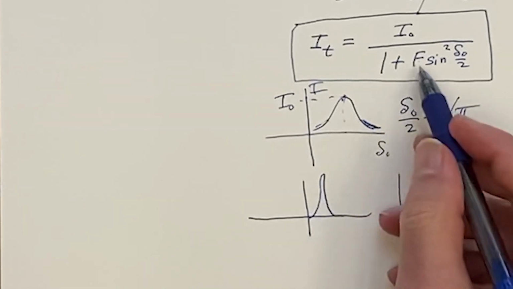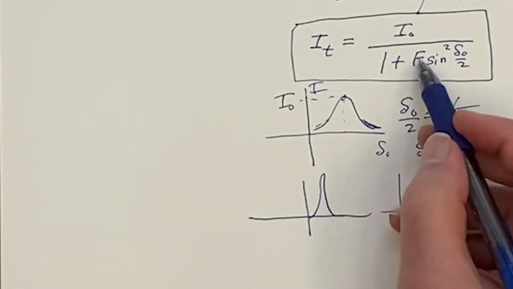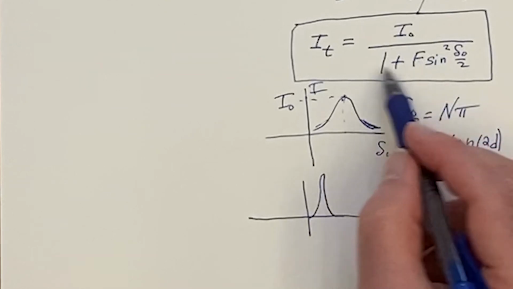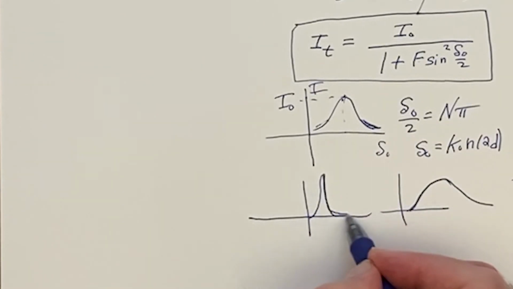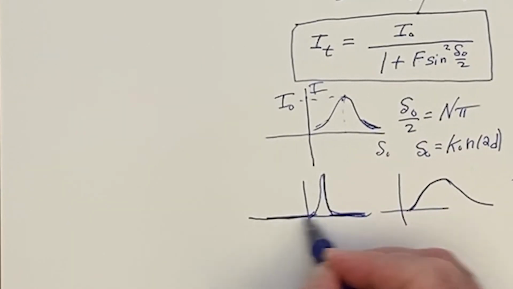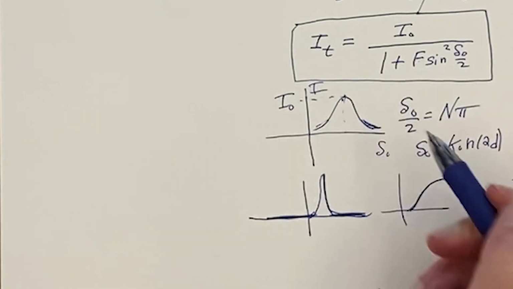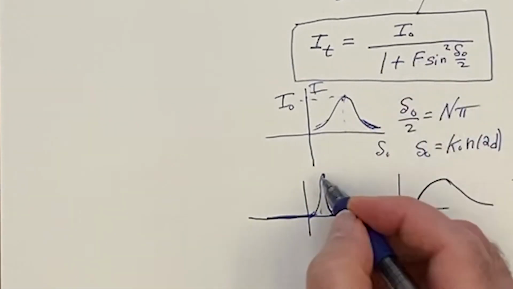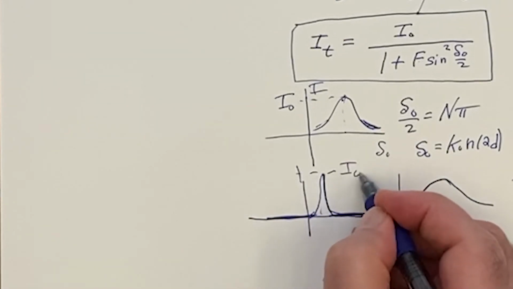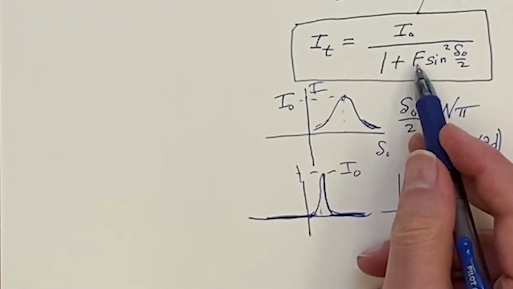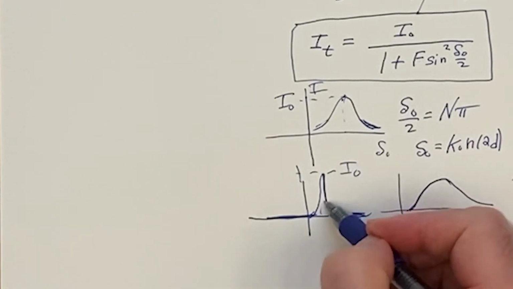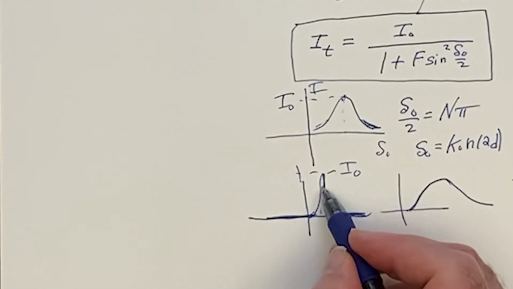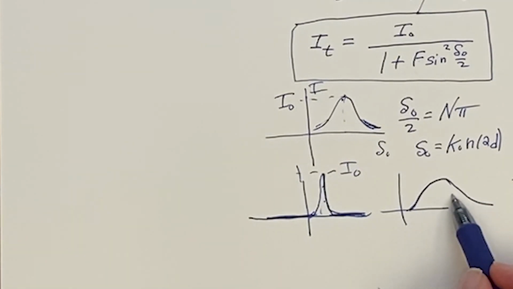So here, if the F is very, very large, that means you're going to have 1 over something large usually. So usually you're going to be near 0. But then when the F gets killed, all of a sudden, boom, you're up there with this I naught. So that's what the finesse means. If the finesse is large, you have more resolution. If the F is not large, you get this.